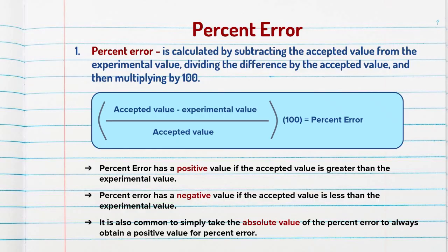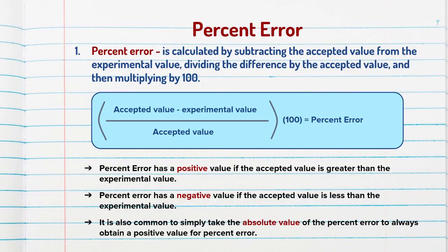Percent error has a positive value if the accepted value is greater than the experimental value, or it has a negative value if the accepted value is less than the experimental value. You can put them in absolute value. I don't care if it's positive or negative. It does not matter to me. You can leave it as positive, negative. You can just drop the positive or negative. It means the same thing.